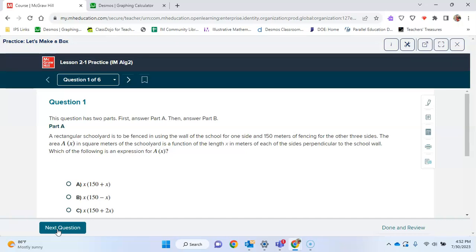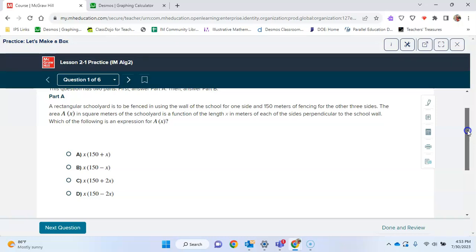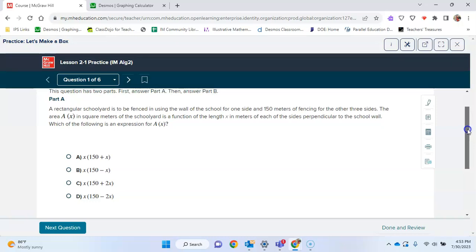Part A. A rectangular schoolyard is to be fenced in using the wall of the school for one side and 150 meters of fencing for the other three sides. The area A of X in square meters of the schoolyard is a function of the length X in meters of each of the sides perpendicular to the school wall. Which of the following is an expression for A of X?